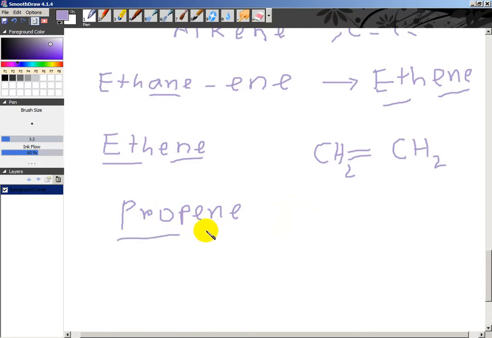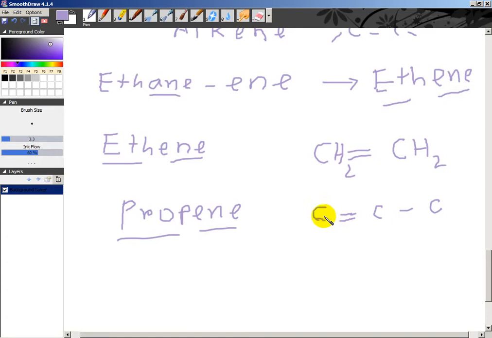Prop means three carbons in a chain, and -ene means alkene, at least one carbon double bond. So I should write three carbons in a chain, right? Okay, this is an alkene. I can give a double bond here, at least one double bond. I am now giving a double bond here. Okay, now I put the hydrogens.